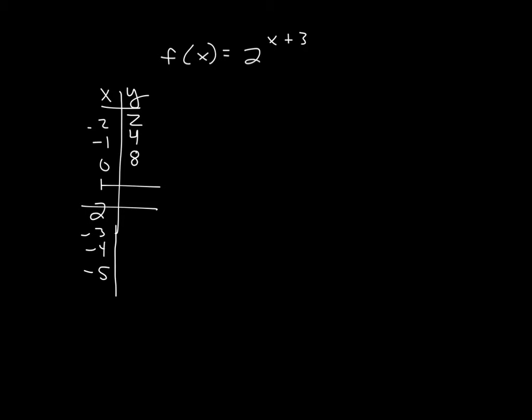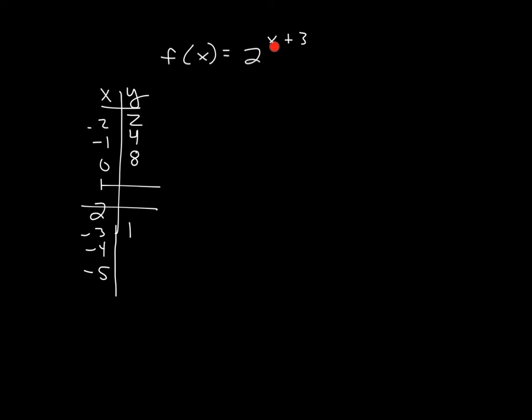I definitely care about -3. -3 plus 3 is 0. That's kind of a special spot on our graph. So -3 plus 3, 0. 2 to the 0 is 1. Because anything to the power of 0 is 1.